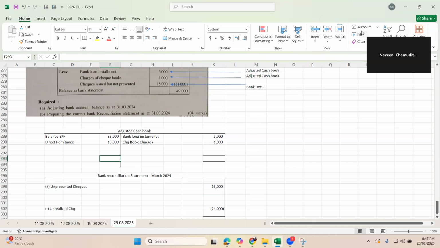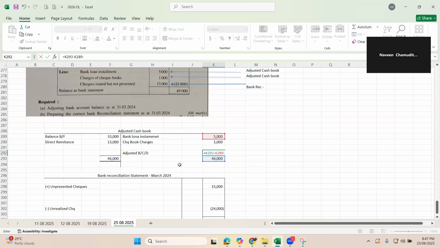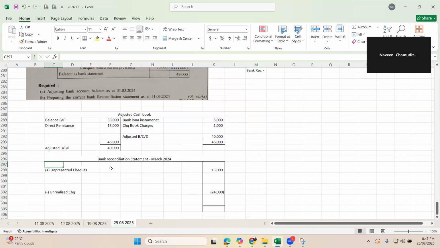That's it. So we'll balance it. Take the bigger total, it's here, 46. Bring the same here. Then the difference will be adjusted. Balance carried down, the adjusted balance carried down will be the difference. 46,000 minus 5,000 minus 1,000 is 40,000. Adjusted balance brought forward here, the same value, 40,000. That balance we will take to the reconciliation here.